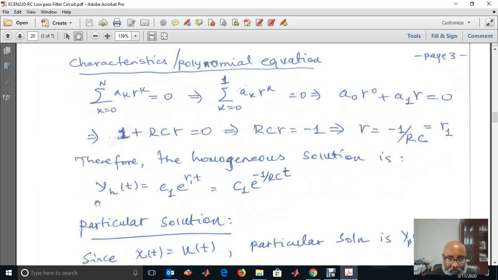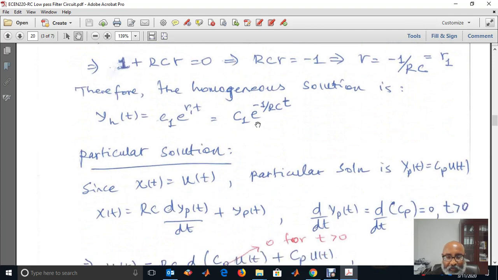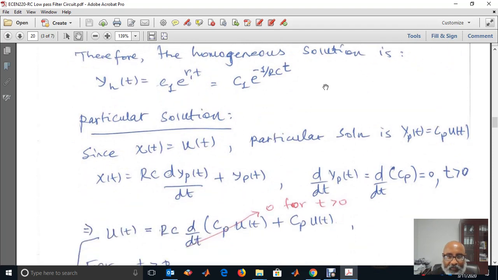So a0 is 1, a1 is RC, times r is equal to 0, which means RC times small r is equal to negative 1, or the root r1 is equal to negative 1 over RC. Therefore, the homogeneous solution becomes c1 e to the power of negative 1 over RC times t. Now we have found the homogeneous solution.